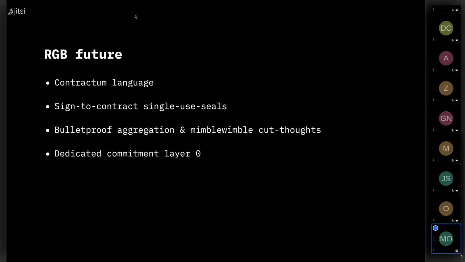We'll have something with bulletproof aggregation and Nimble cut-through zero knowledge improvements, and maybe it will have a dedicated commitment layer additional to the Bitcoin network for scalability purposes, which wouldn't have a native currency. It will be just a cryptographic commitment layer in Mimblewimble style, but it's very early thoughts on that matter.